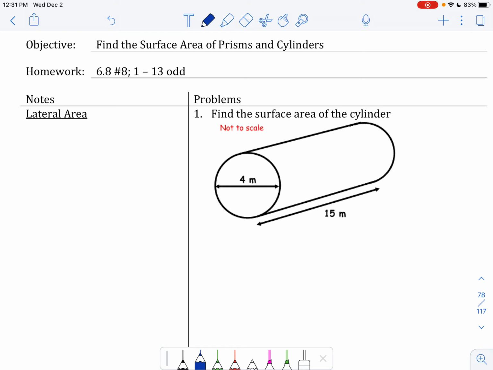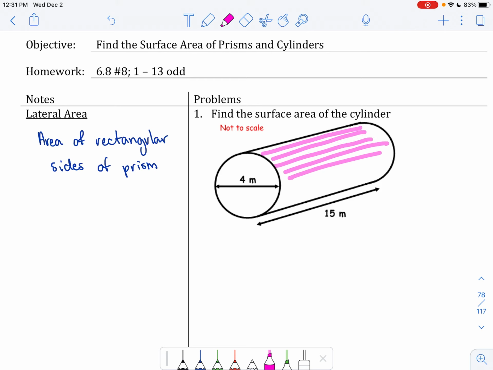We have a couple more formulas and vocabulary words, as you could probably imagine. The first is, when we're talking about a cylinder, we talk about lateral area, and this is the area of the rectangular sides of the prism. In this case, the side would be this space here. This is the lateral area.